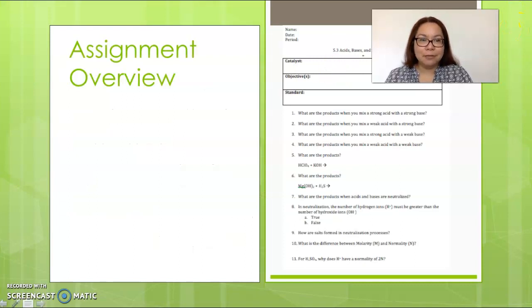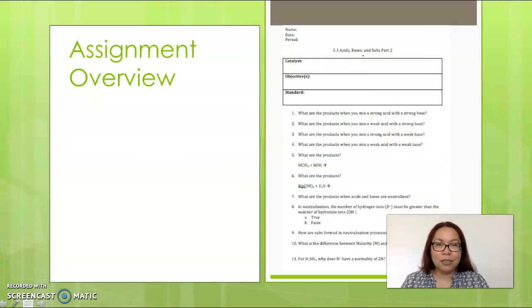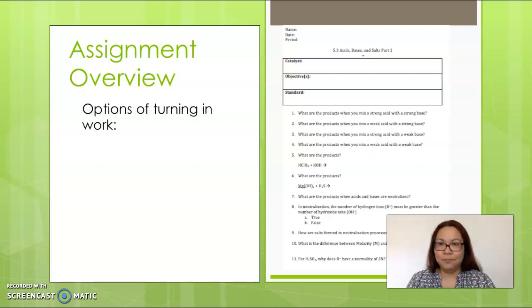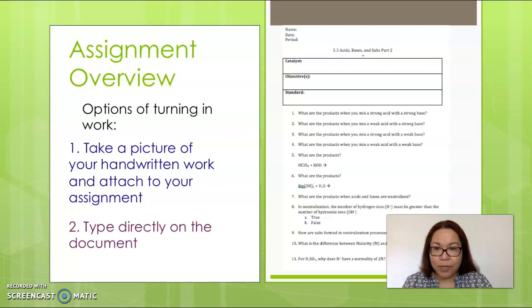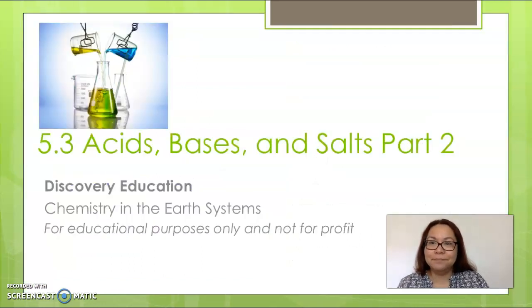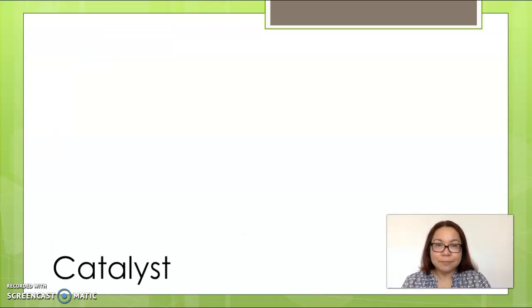So the assignment overview, your assignment should look like this. It should say 5.3 acids, bases, and salts, part 2. The options for turning in your work, either take a picture of your handwritten work and attach it to your assignment, or type directly on the document, whichever is easiest for you. Okay. So 5.3 acids, bases, and salts, part 2, the second part of this chapter.